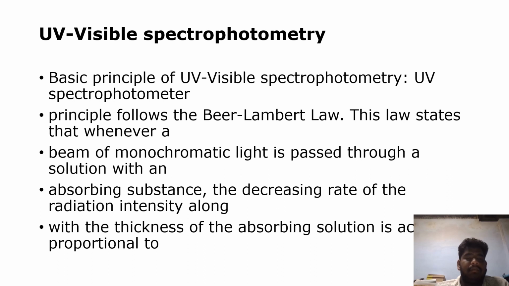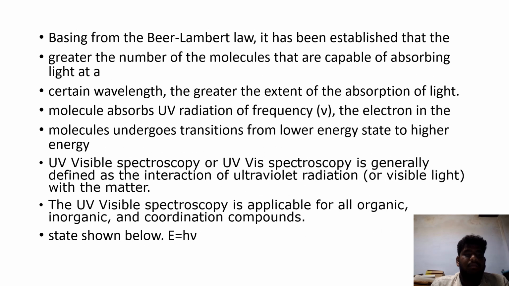This law states that whenever a beam of monochromatic light is passed through a solution of an absorbing substance, the radiation intensity decreases. Based on the Beer-Lambert law, it has been established that the greater the number of molecules capable of absorbing light at a certain wavelength, the greater the extent of absorption of the light. When a molecule absorbs UV radiation of frequency, the electrons in the molecule undergo transitions from a lower energy state to a higher energy state.